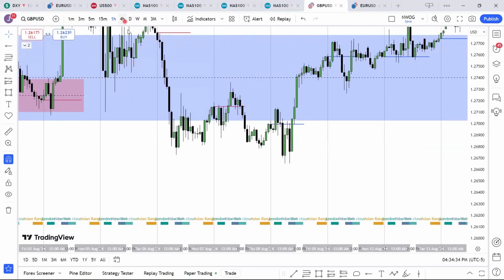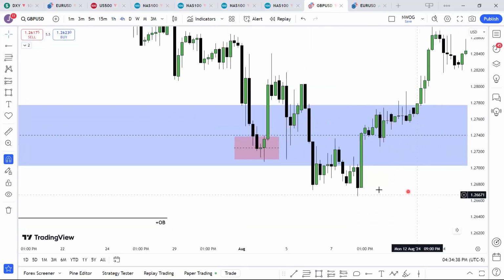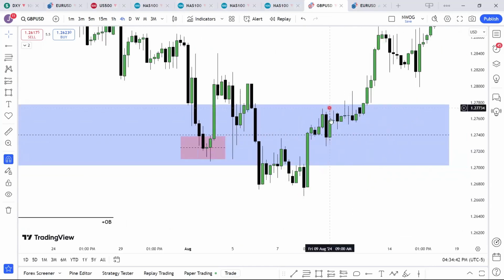Let's go to a 4-hour time frame. We'll see it more clearly. So you can see price took out this low, broke to the upside and then retraced. So we are seeing a shift. Once this shift happens, it tells us that the next day will be bullish.